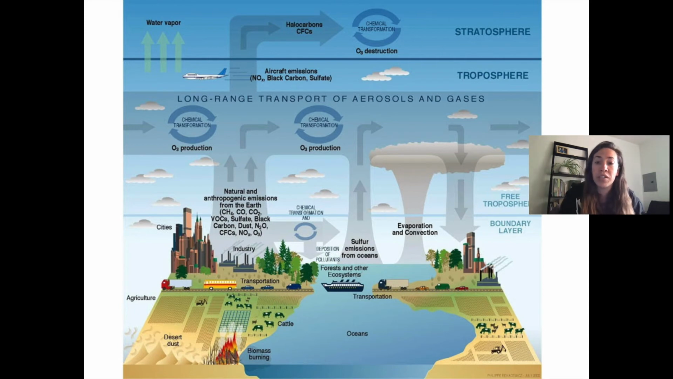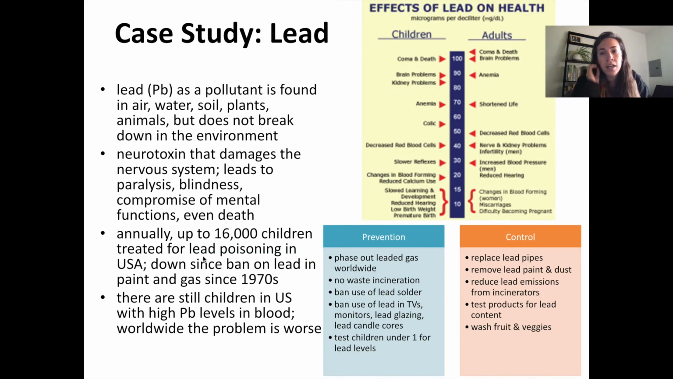Eventually, most of it will come back to the surface. No matter where it's carried, it comes back to the surface eventually. And so we tend to see deposition associated with nearby industry. Lead is associated with the burning of fossil fuels, pre-unleaded gas. So as a pollutant, lead has been found in air, water, soils, plants, animals, etc.